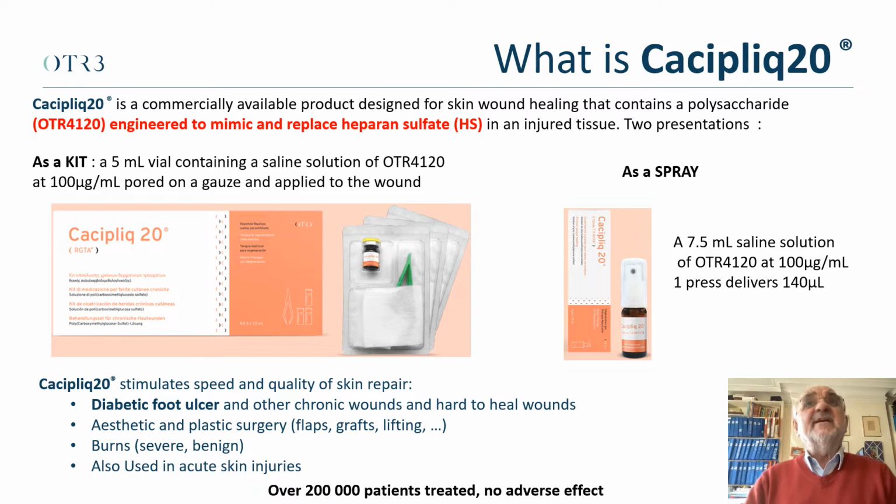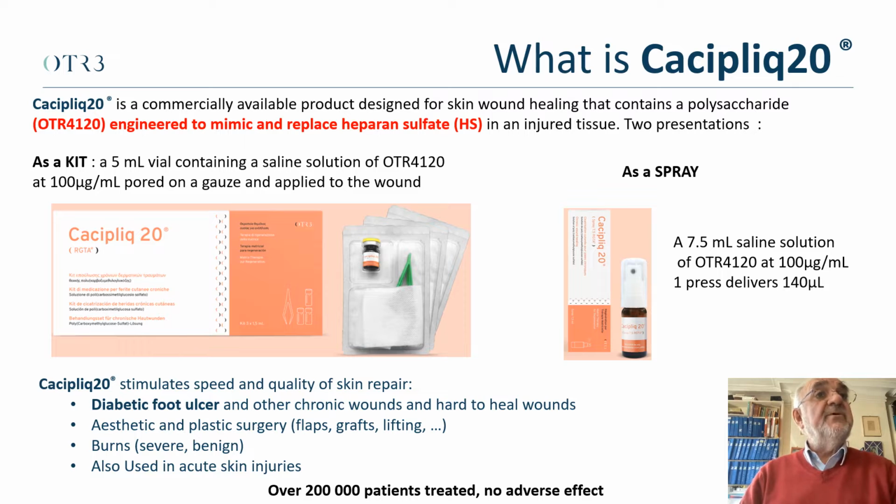What is Cicaplic? Well, it's a commercially available product designed for skin wound healing that contains a polysaccharide engineered to mimic and replace heparan sulfates in an injured tissue. It exists commercially in two presentations: as a CE mark kit of 5 ml vials containing this solution of OTR-4120 at 100 micrograms per ml, which you apply on a gauze to the wound, and as a spray which you directly apply on the wound.